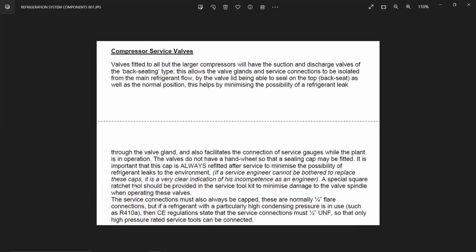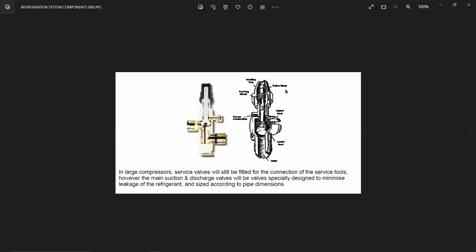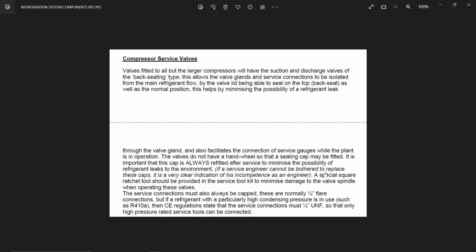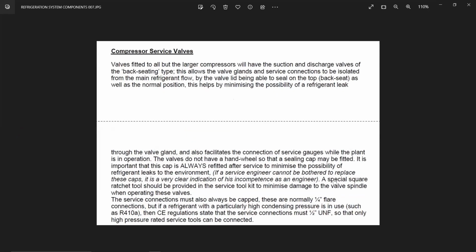A special square ratchet tool should be provided in the service toolkit to minimize damage to the valve spindle while operating these valves. So basically, a hexagon or square ratchet tool. You see, a small one is kept on the ship, and with that you open it. If you do not have the special key for this, normally a slot key is also available. If that is not there, it is best to use a ratcheting tool for opening and closing the valves. And it is a standardized tool.